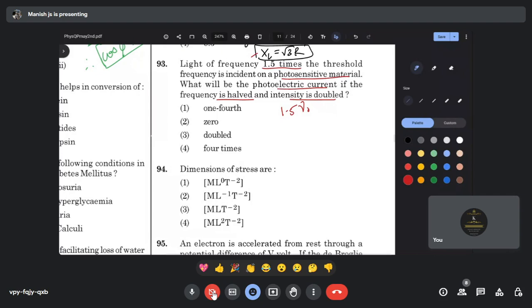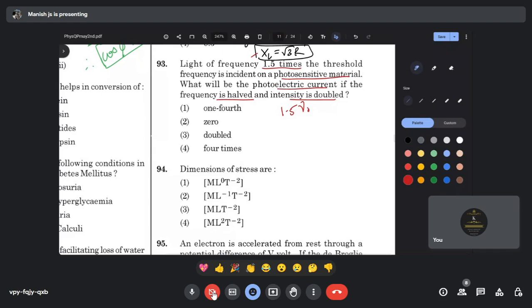No, sir. No, you cannot have the photoelectric effect at all. Why? Because the photoelectron cannot be ejected, since your threshold frequency itself is being reduced when your frequency itself is being halved, basically. So that's the reason there is no photoelectric phenomenon observed.